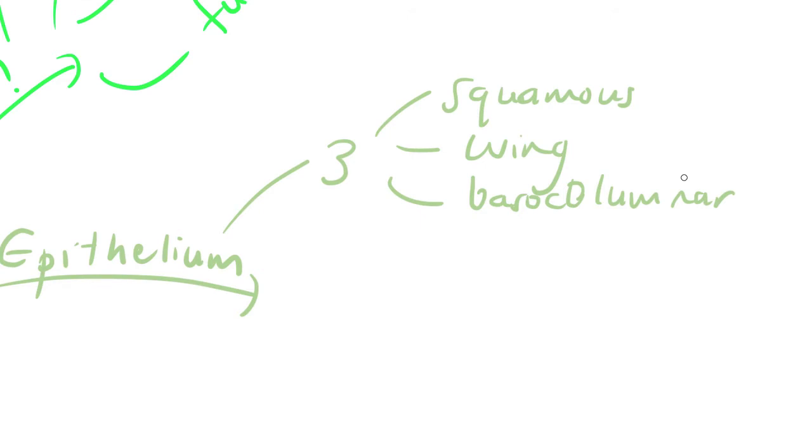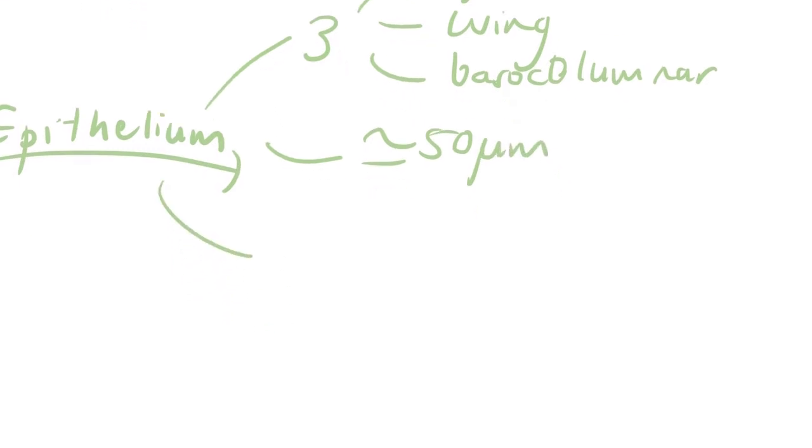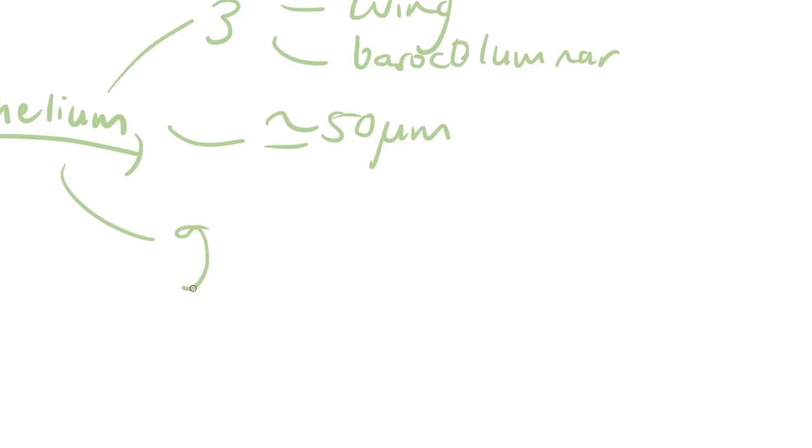The epithelium is usually 5 to 6 layers thick, but the basocolumnar layer is one cell layer thick. It's usually about 50 micrometers in thickness, the epithelium. And when we talk about the epithelium, it's important that we chat about the idea of the glycocalyx.